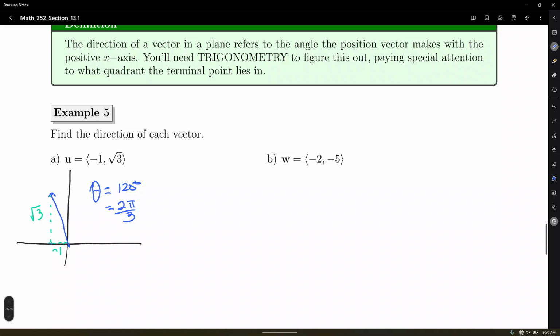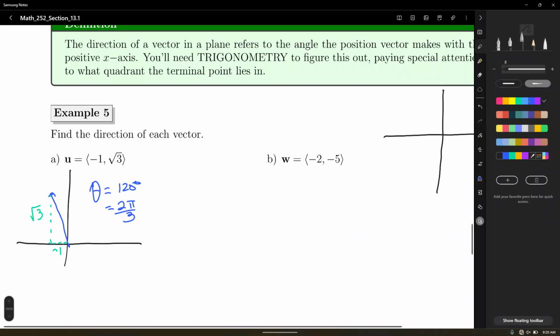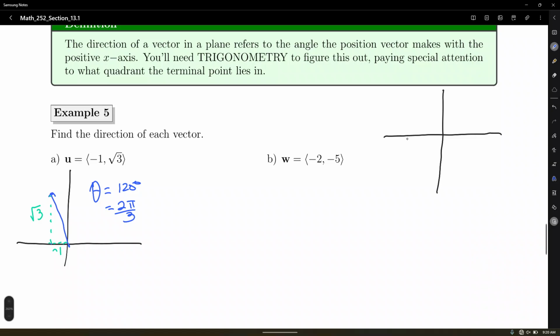What about the second vector? Be careful with this case. What I would do first is plot the vector in standard position. In this case, we go negative 2 units in the x direction and 5 units in the y direction. That's going to be this vector right here.